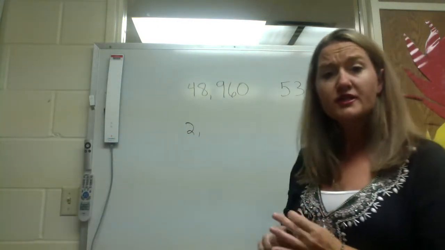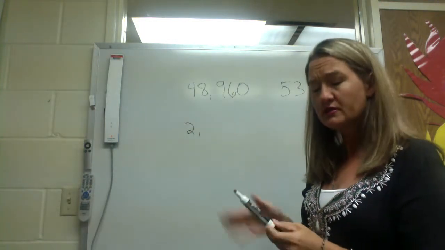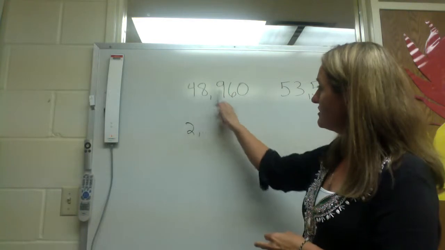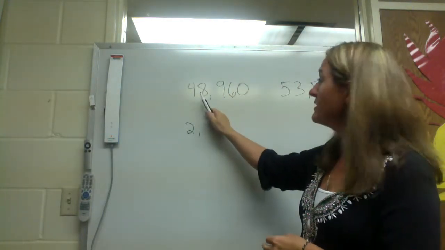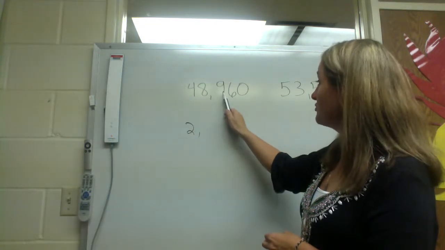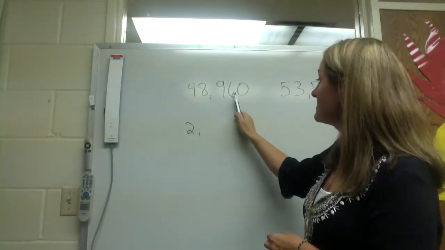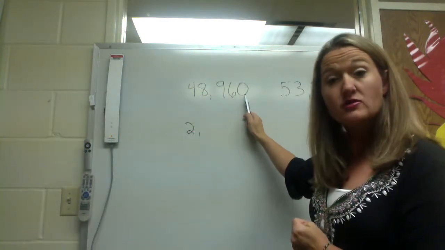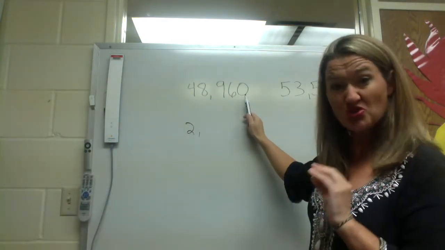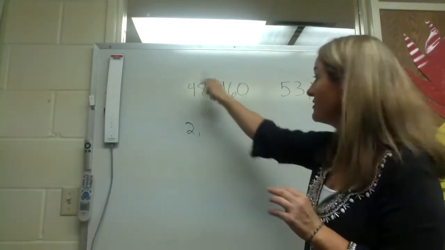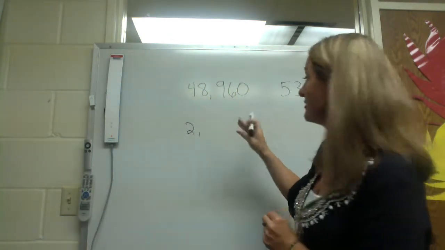So I'll write a 2 underneath here. Now we're going to check for 3. 3 is a little bit different. With 3, you look at the digits and add them up. So 4 plus 8 is 12. 12 plus 9 is 21. 21 plus 6 is 27. 27 plus 0 is 27. Once we add all the digits up, is 27 divisible by 3? Yes, it is. So this number is divisible by 3.